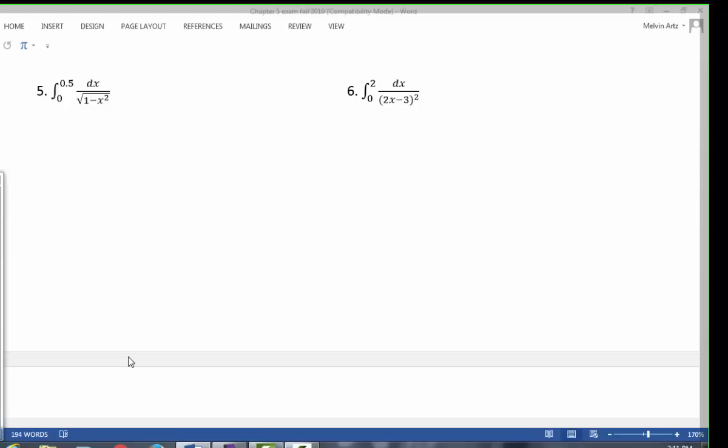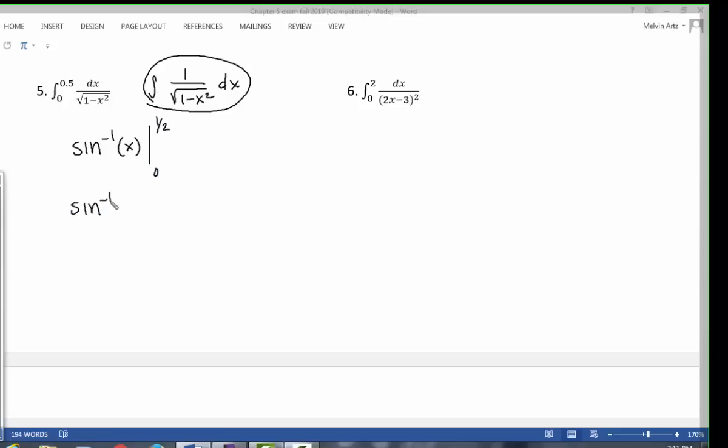This integral, we need to recognize that we have 1 all over the square root of 1 minus x squared, which is the sine inverse of x. That's the antiderivative of this. So we're going to evaluate this from 0 to 1/2. So we'd have the sine inverse of 1/2 minus the sine inverse of 0.